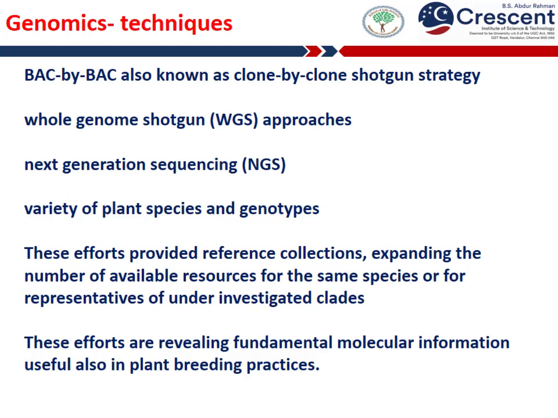By using this NGS, we can sequence a variety of plant species and genotypes. These efforts provided reference collections, expanding the number of available resources for the same species or for representatives of new species. These efforts are revealing fundamental molecular information that is useful in plant biotechnology and plant breeding programs.